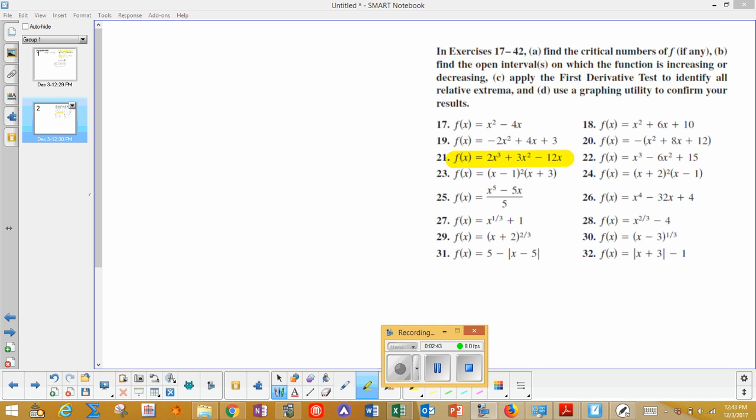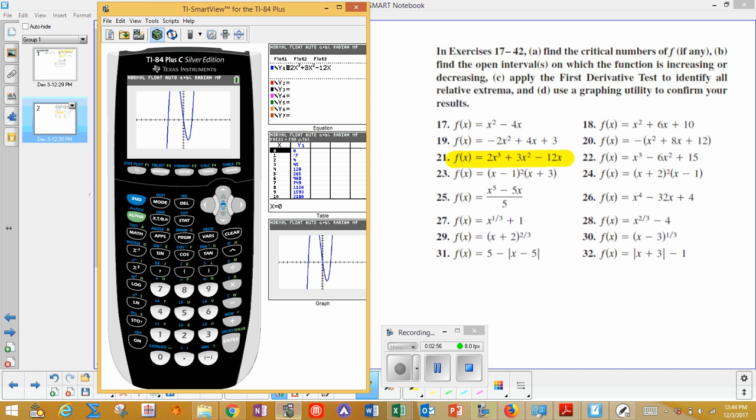Okay, so I've switched pages now. Now we're going to use these calculators to help us find critical numbers, really by graphing derivatives. So what I've done is I've taken this function here, and I've graphed it. You can see it's in y1, and I'm just going to show you how to graph the derivative.